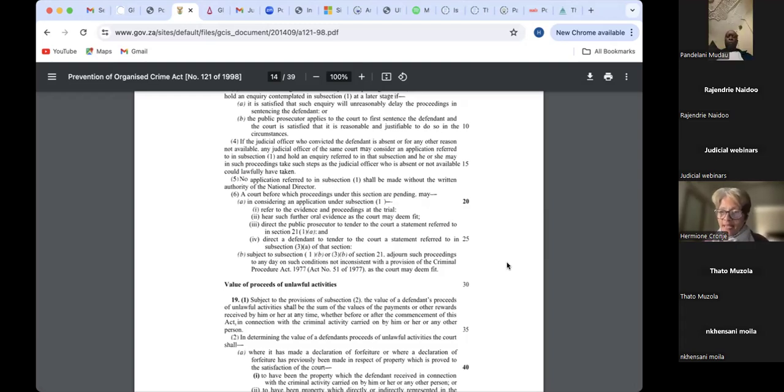Well, I wouldn't characterize it as damage because there are civil proceedings where the state can recover damages for wrongs.